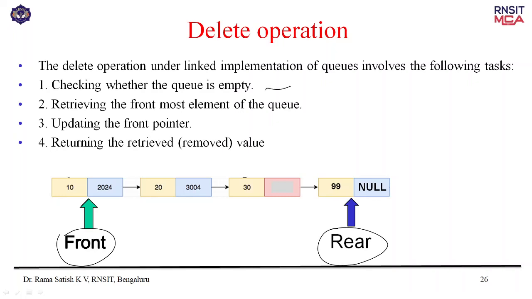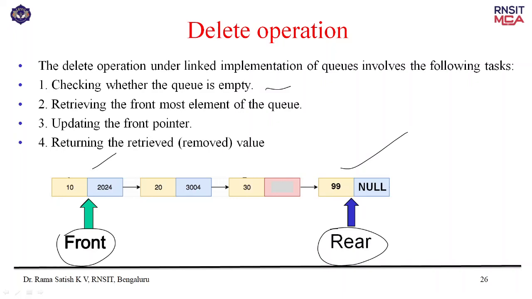Now it is not empty. Front is pointing to some memory location and the rear is pointing to some other memory location. Now, remember, delete happens from the front. So you check first front, whether front is null or not. No, front is not null. It is pointing to some element. Okay, retrieve the element. The element that is to be retrieved is 10. 10 is the element where front is pointing. So it retrieves the element.